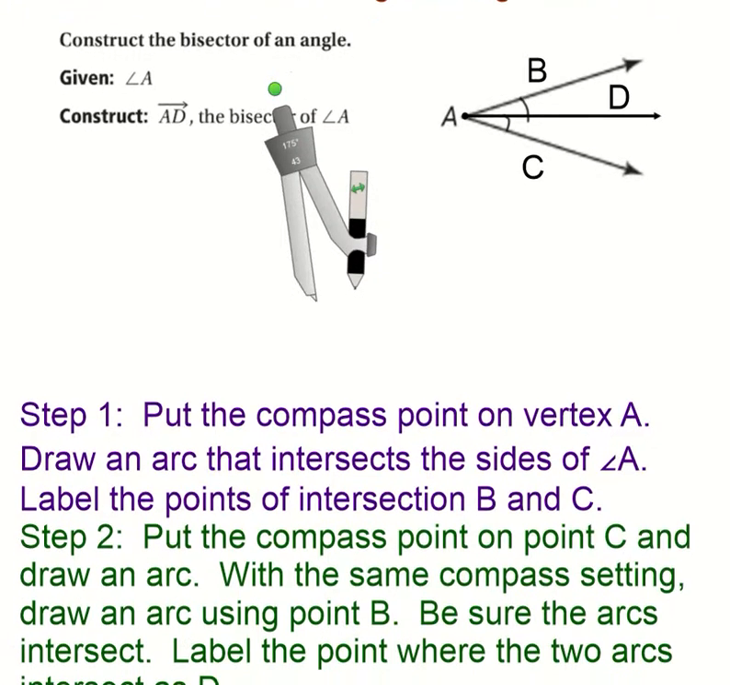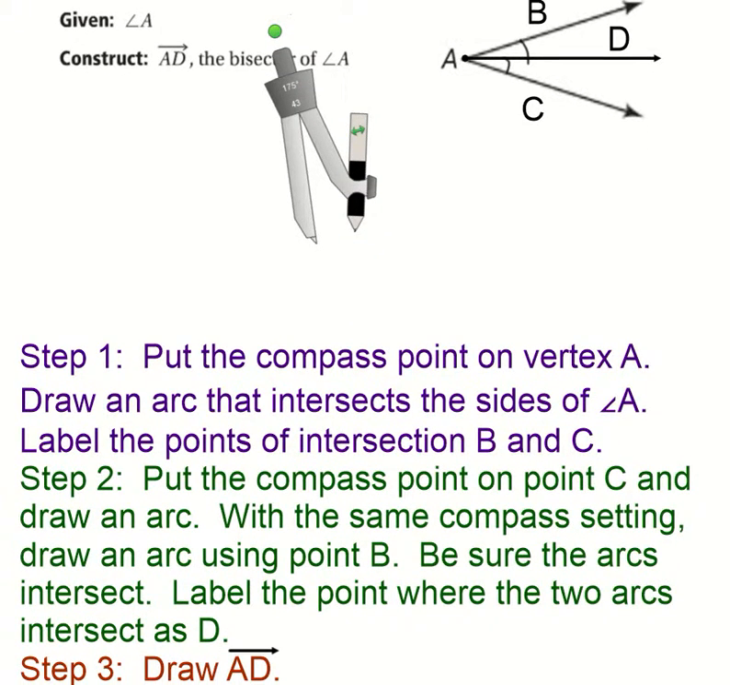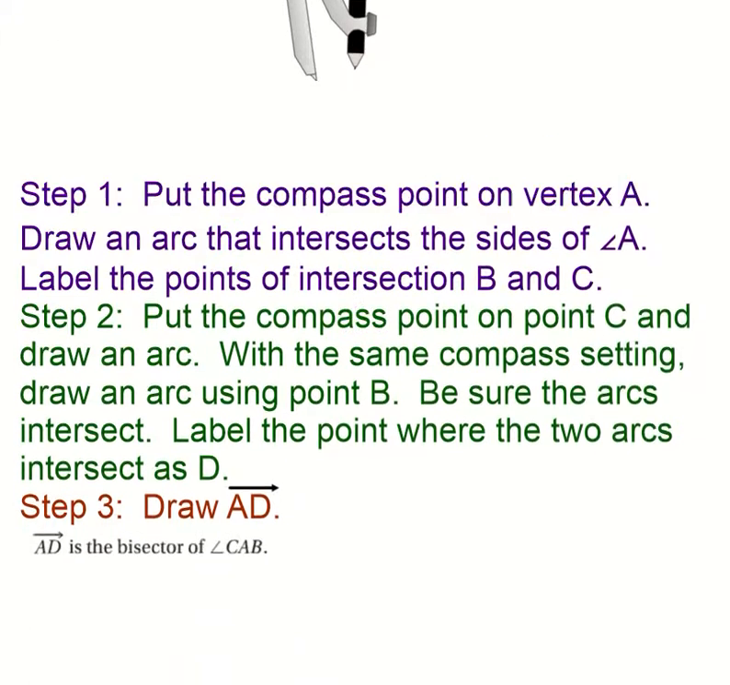So let's review the steps. First, we put the compass on the vertex A. We draw an arc that intersects the sides of A. We label those two points of intersection B and C. So those points were here. Here was C, and here was B, and here was our D at the end. We put the compass point on C, and we drew an arc that passed halfway between B and C. Then we did the same thing with B, and then we drew this ray with our straight edge that intersects them and labeled a point on there as D.